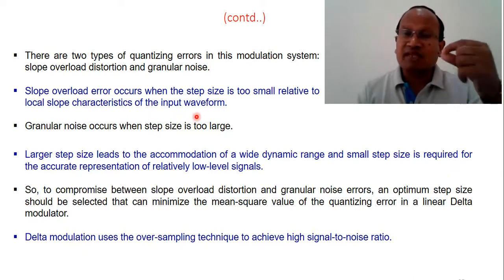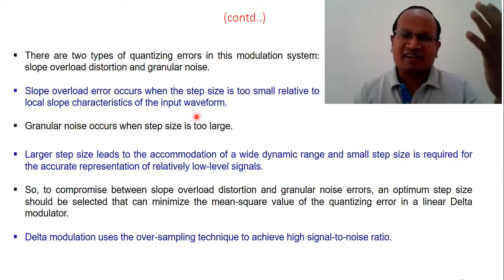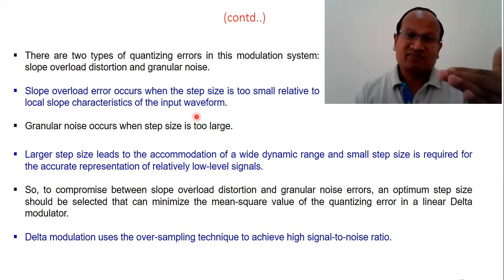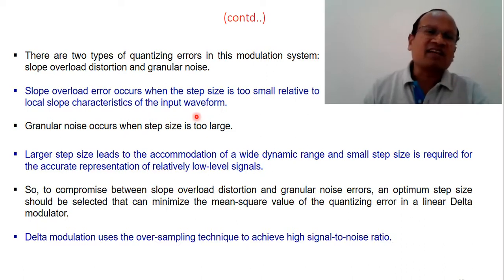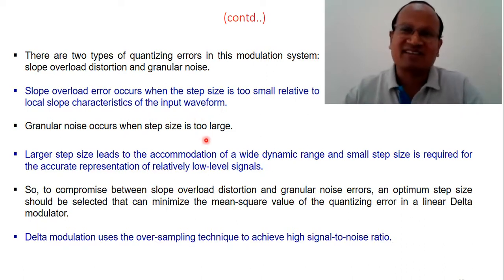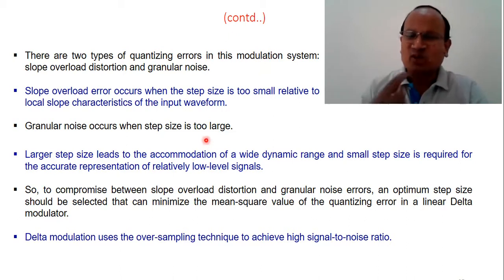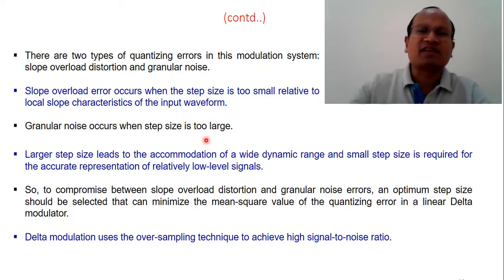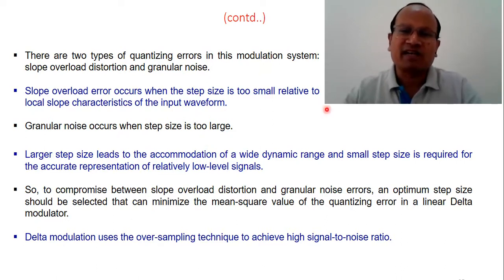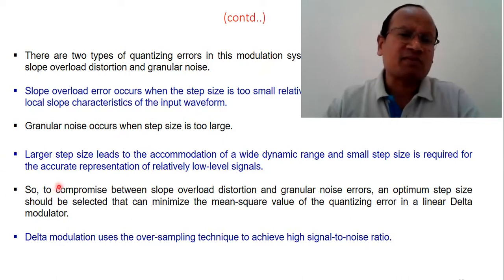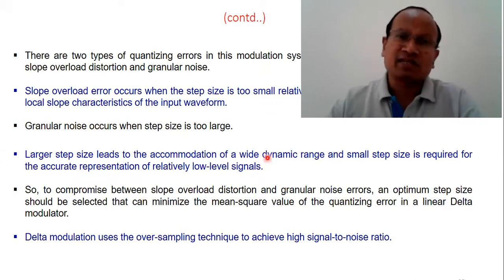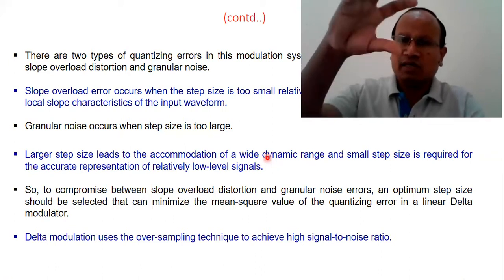We know that excess of everything is unwanted. Excess of everything is poison. So either too low or too high, both are not allowed. Granular noise occurs when the step size is too large. So too low, slope overload error. Too large, granular noise. We get a noise signal in the output in the form of grains, right? Granular structure. The larger step size leads to the accommodation of a wide dynamic range, and a small step size is required for accurate representation of relatively low level signals, which causes overloading in the slope.